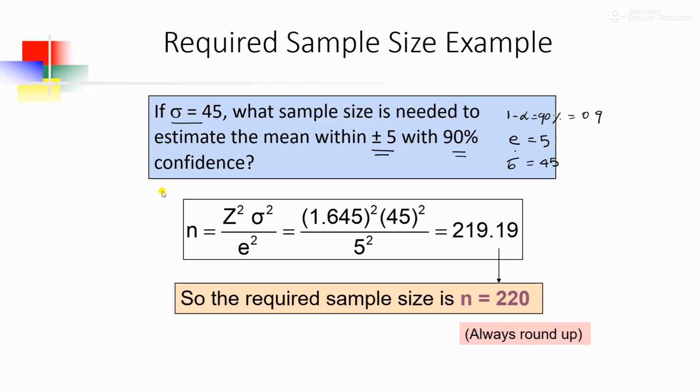So now we already have the value for E and the value for sigma. Now we have to decide Z, which is our critical value. With 90% confidence, alpha is 0.1. Then alpha by 2 is 0.05. So when we look at our sampling distribution, X bar or Z, we look at Z.